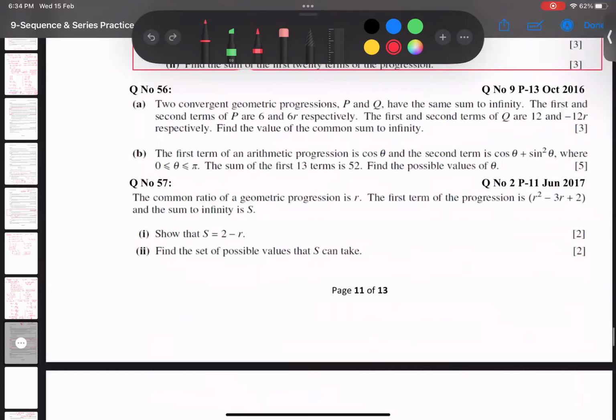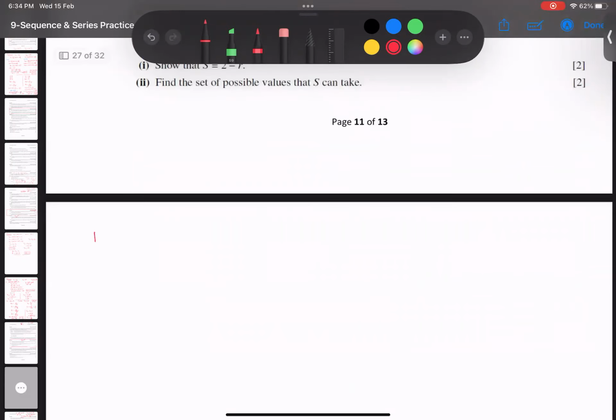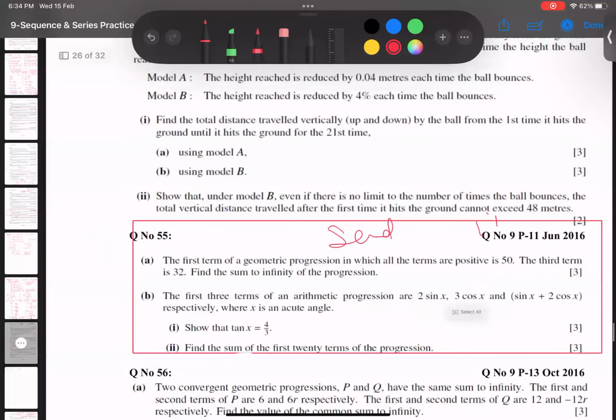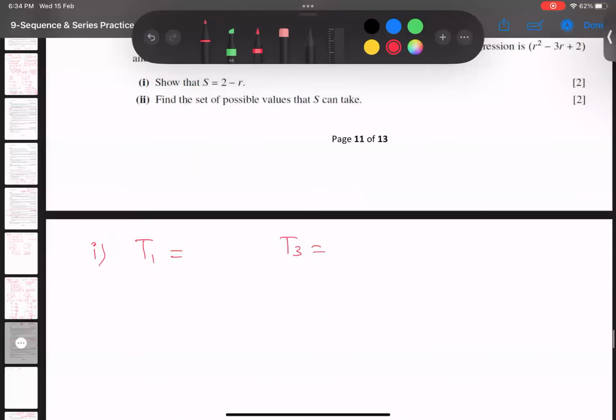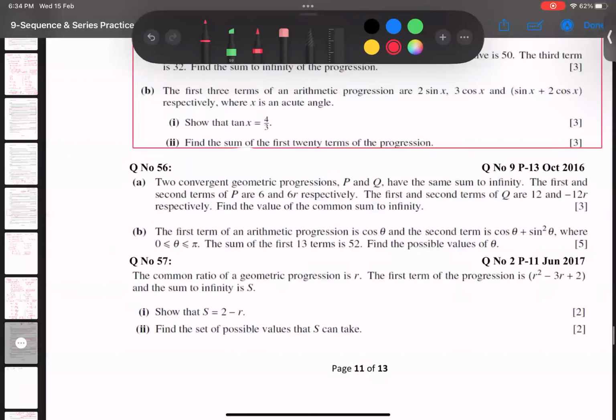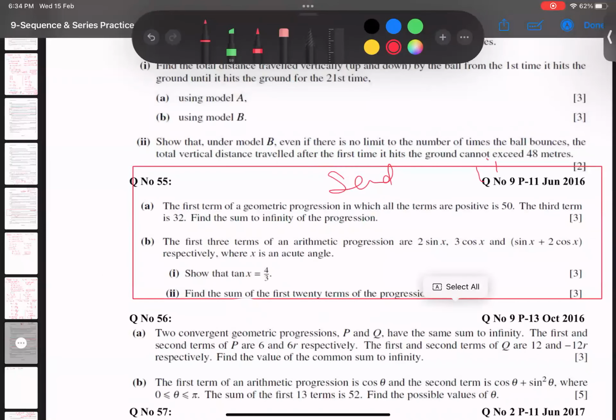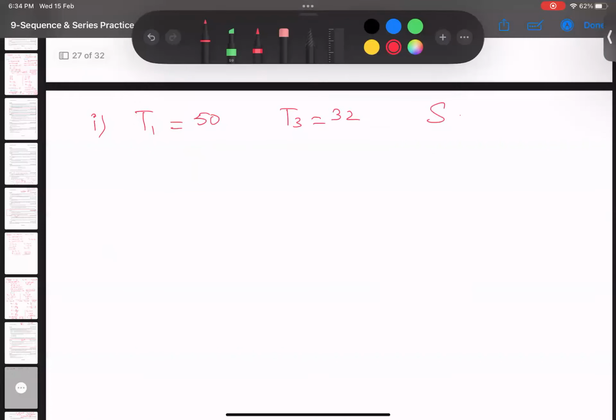First term, and I'm writing the other way, T1 and T3. What is given? First term is 50 and third term is 32. And what he's asking for is to find the sum to infinity of the geometric progression. So let's start.